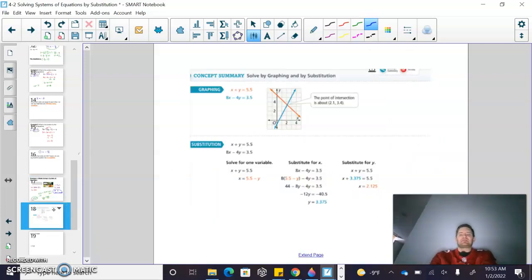So here's the concept summary. We already know the graphing situation, though we didn't talk about solving it by graphing. There are advantages to solving by graphing, but there are also advantages to solving by substitution. Sometimes it'll be easier to graph, sometimes it'll be easier to do substitution. So this one's just showing both situations here.